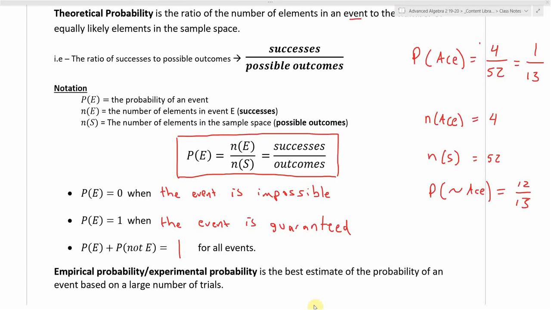Okay. In the next video, we'll start getting into actually constructing and computing some probabilities.